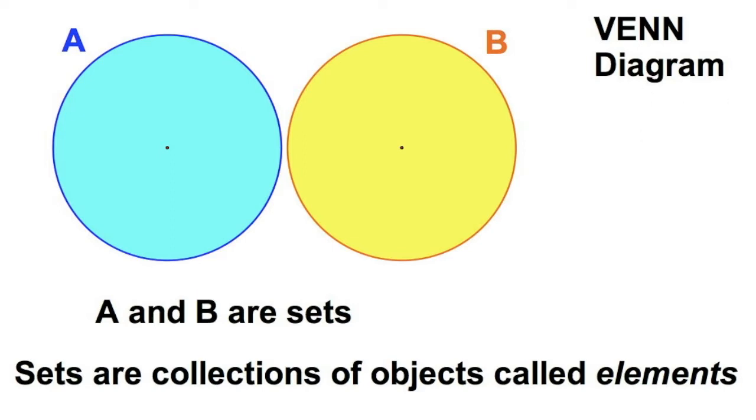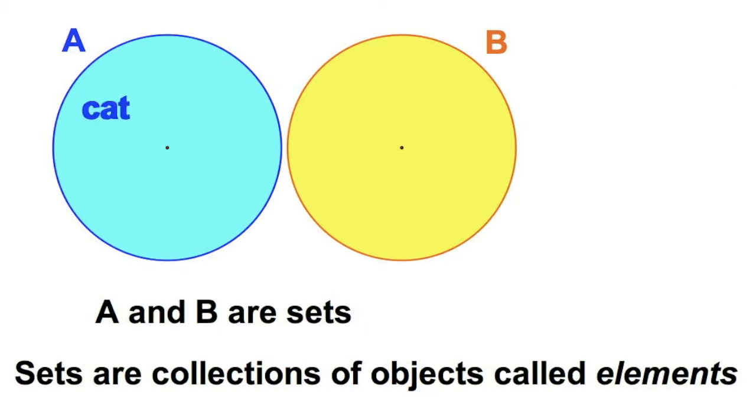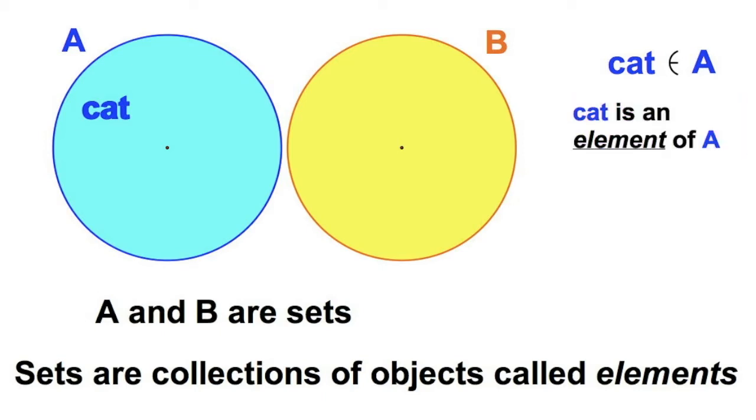Let's do this. I'm going to put an element in set A. I'm going to move this out of the way for now. And I'm going to say, using my little notation here, that cat is an element of A. This is the way I would read this. I would say that cat is an element of A. That little symbol right there. And that's of the set A.